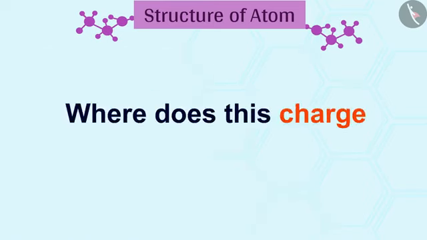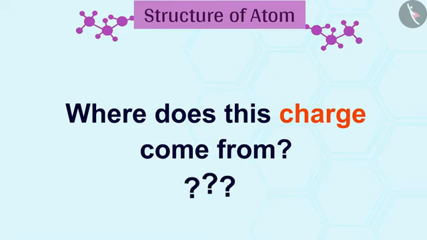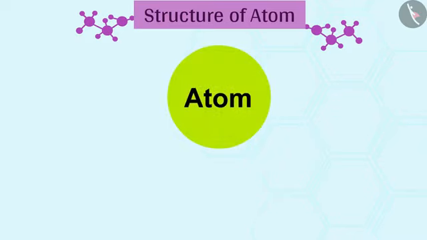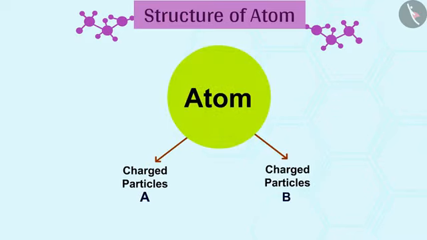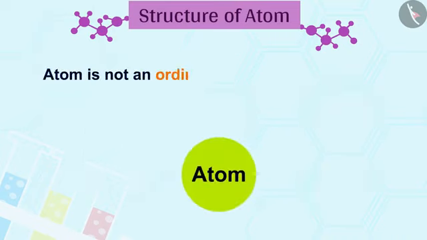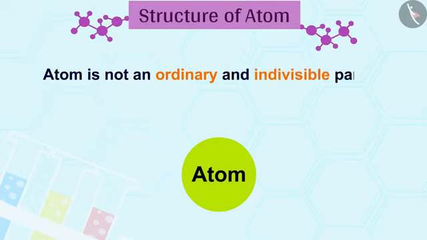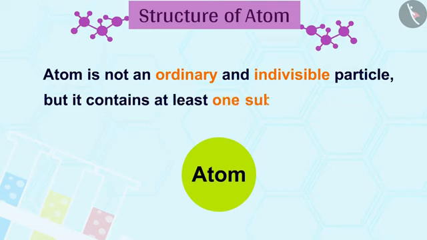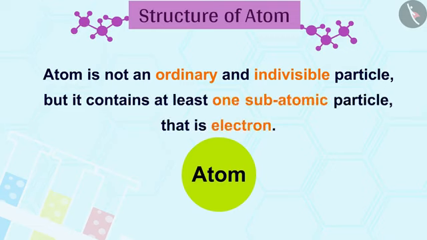Where does this charge come from? This question can be answered by knowing that an atom is divisible and consists of charged particles. By the 19th century, scientists had discovered that an atom is not an ordinary and indivisible particle, but it contains at least one subatomic particle, that is, electron.